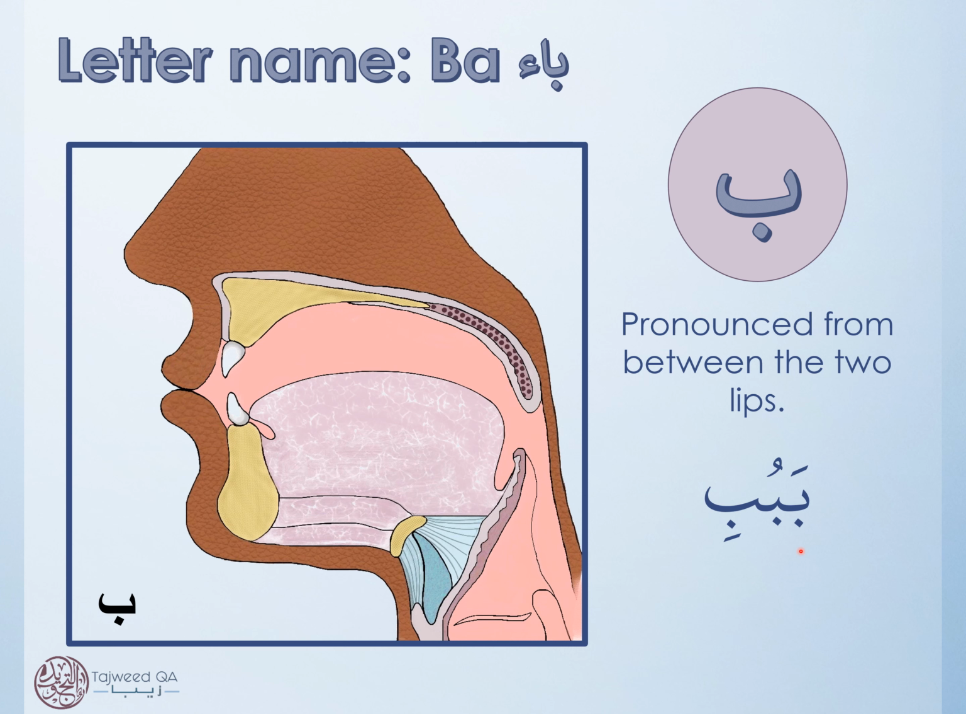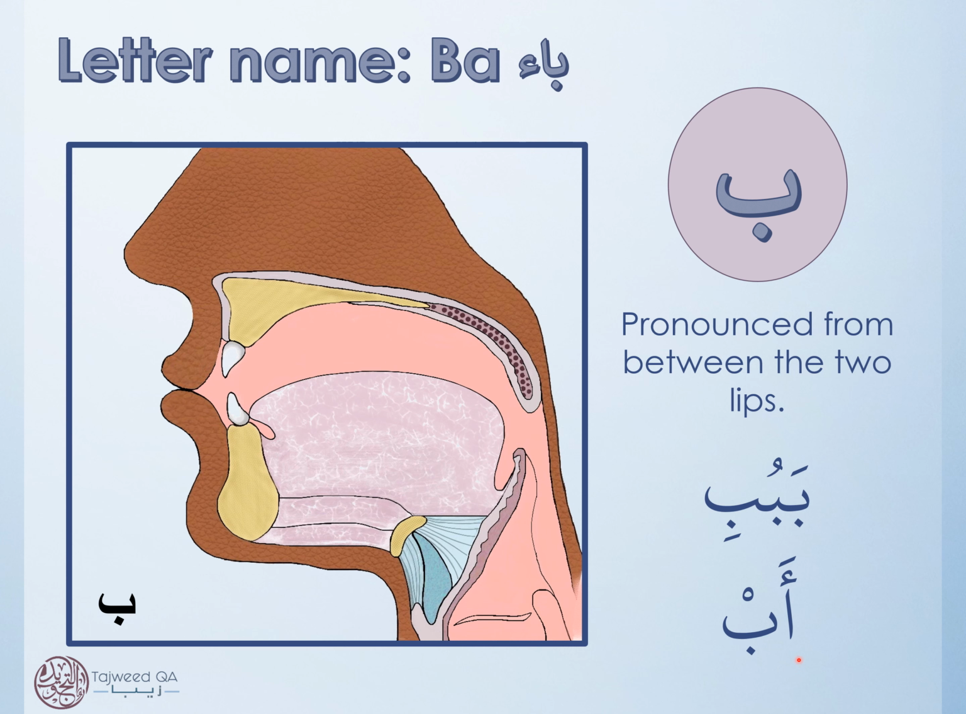So for a fatha sound, the lips have to open vertically, ba. For a dhamma sound, the lips have to circle, bu. And for a kasra sound, the lips have to be accompanied by the dropping of the jaw, bi. Ba, bu, bi.